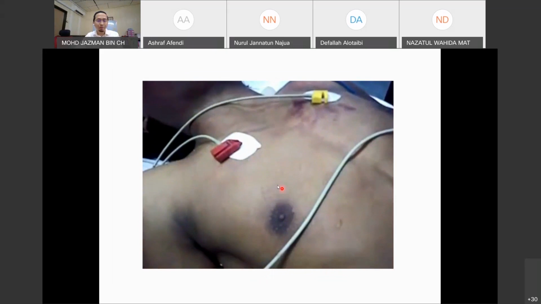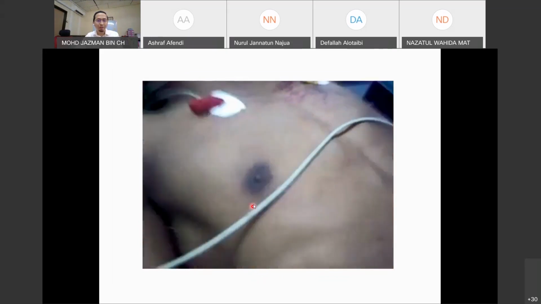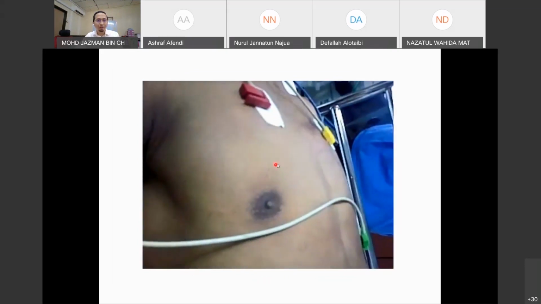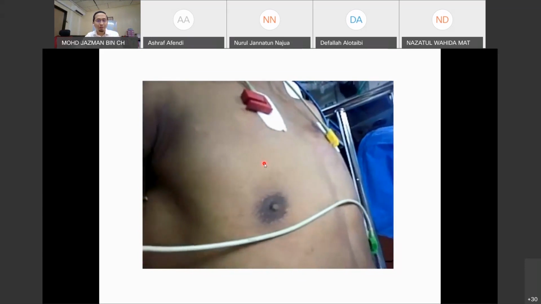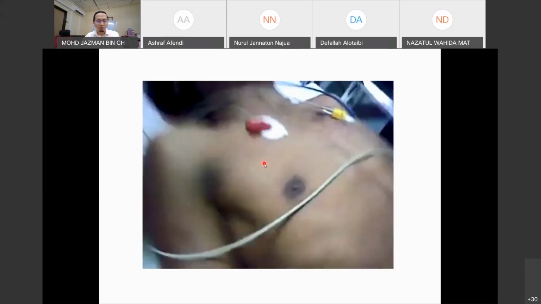Pay attention to the patient's right chest wall. As you can see, when the patient inspires, the chest wall recesses into the body. This is because of trauma, resulting in multiple rib fractures.